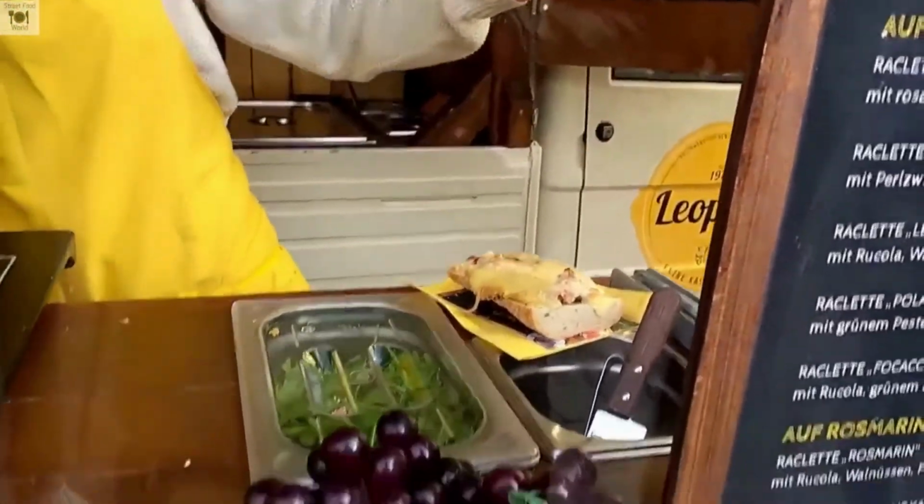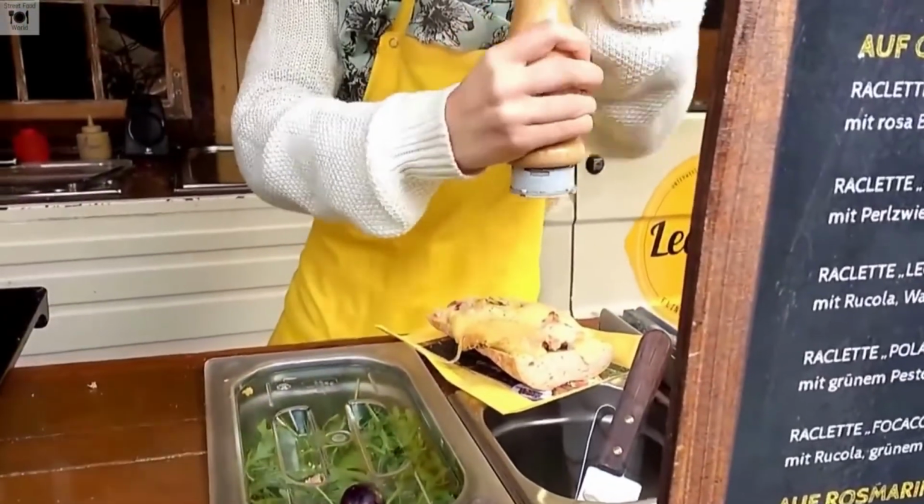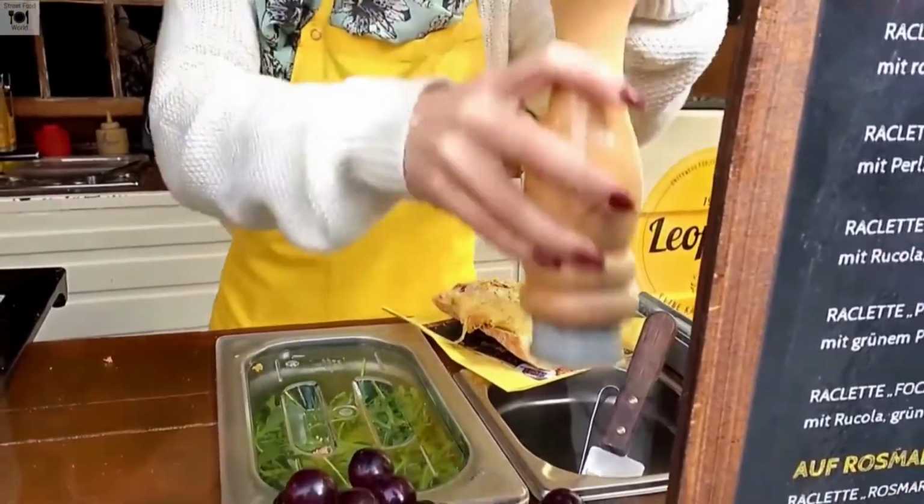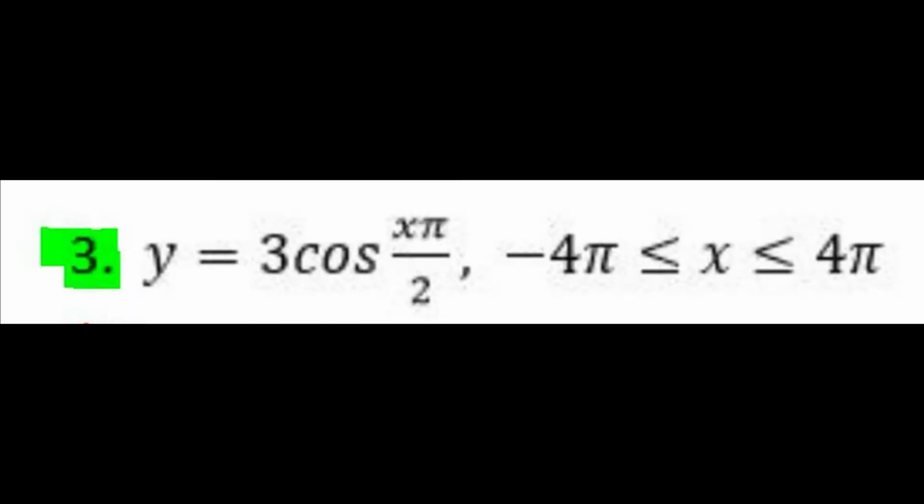Okay, so let's start by taking a peek at number 3. We have 3 cosine of x times pi divided by 2. So what's going on here is we have an amplitude of 3, and so it's going to go up 3, down 3. And then there is going to be a period shift. Well, the stuff that's attached to that x is pi, it's half a pi basically, so pi divided by 2.